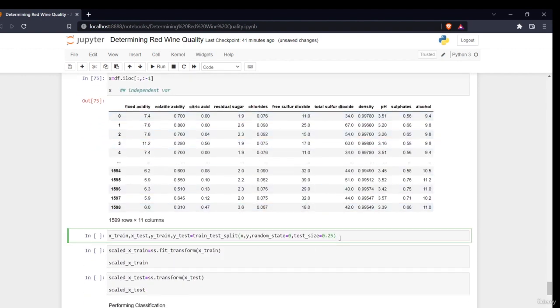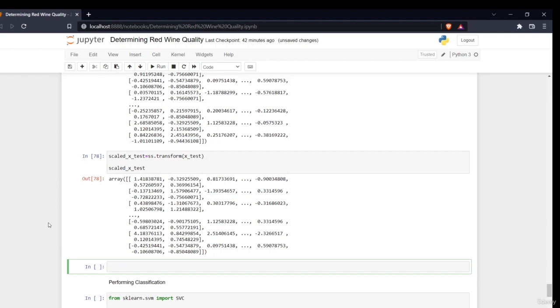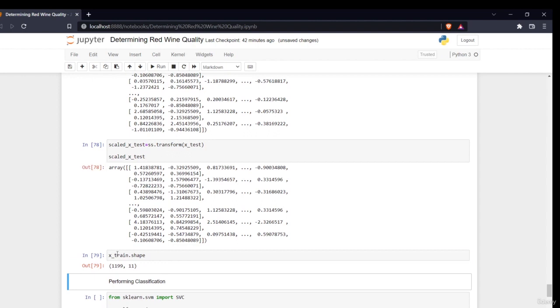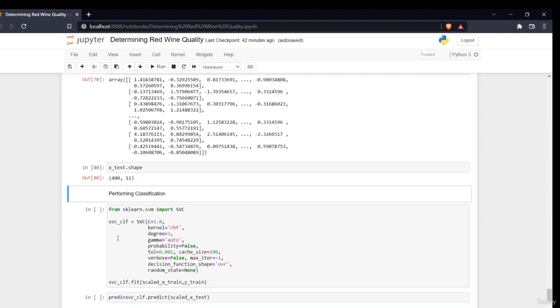I'll just split my data. Splitting the data into train and test, 0.25 is the test. Again, transforming the data using the same standard scaler. Let me see the shape. x train shape is 1199. Okay, good. And the test shape should be the same. Actually, I used a little bit different split: earlier I used 20, here I have used 25. So let's perform the classification.